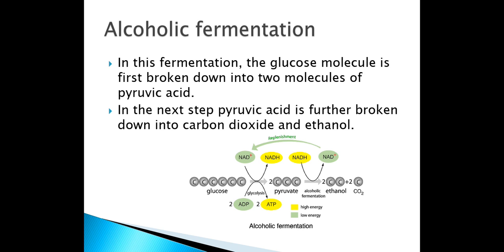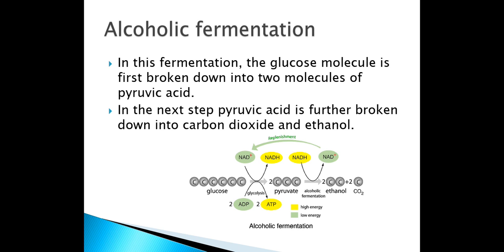As you can see in the reaction over here, the glucose molecule, which is a 6 carbon compound, is broken down into two molecules of pyruvic acid, pyruvate, which is a 3 carbon compound. In this process, NAD plus, which is a coenzyme, receives the hydrogen and is converted into NADH, and meanwhile ADP along with phosphate enters the reaction, and as a result ATP is formed.